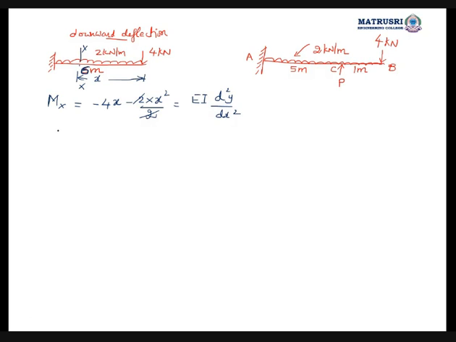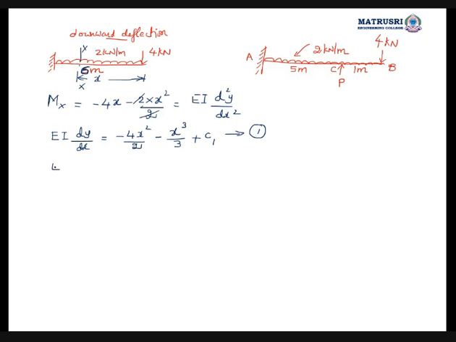And I will do integrating now. So first integrating will get the slope. That is slope is dy by dx. So what will you get here? Minus 4 x square by 2 minus x square is there. X square integration is x cube by 3 plus c1. This I'll take it as equation number 1, slope equation.